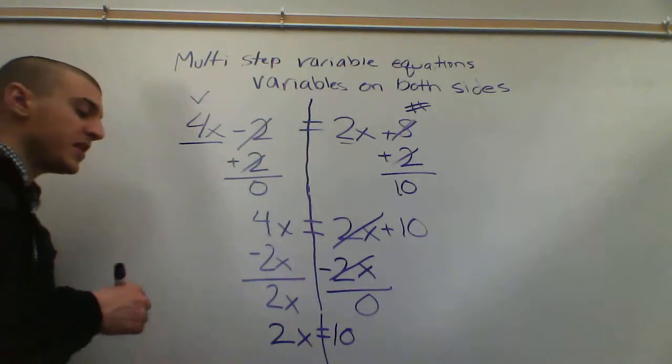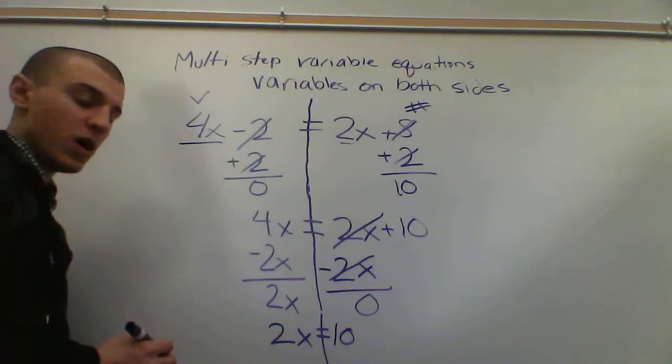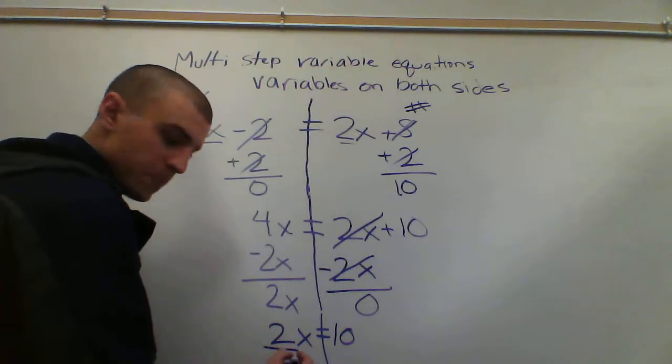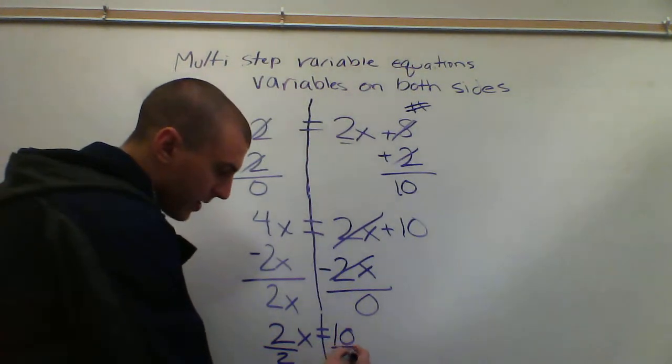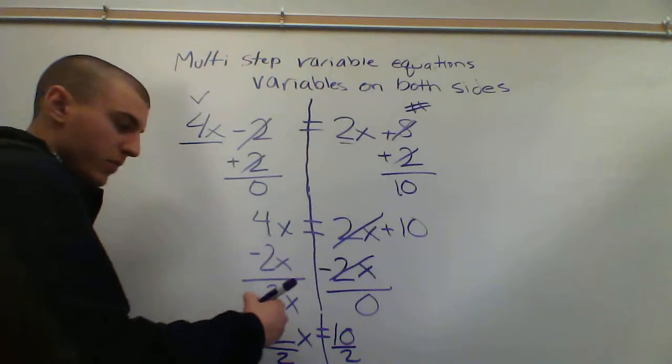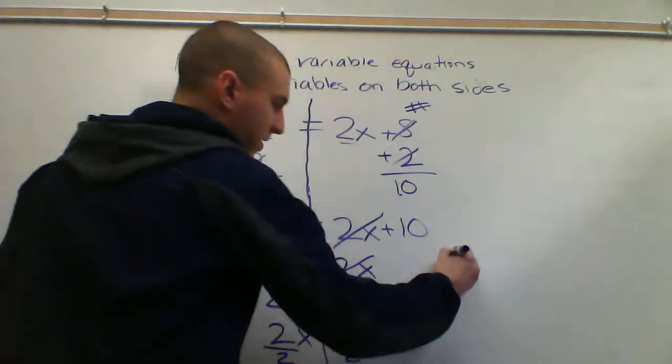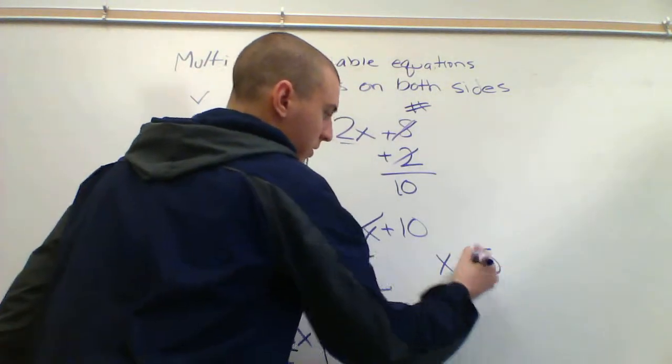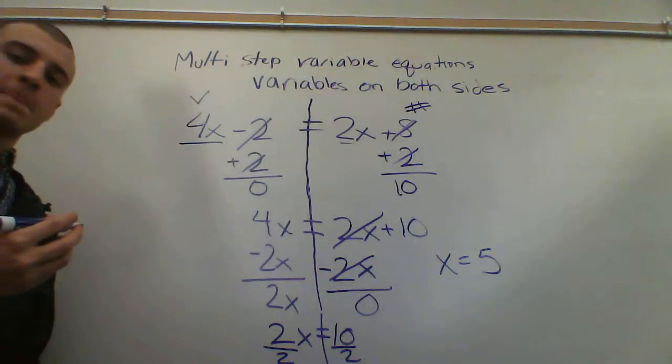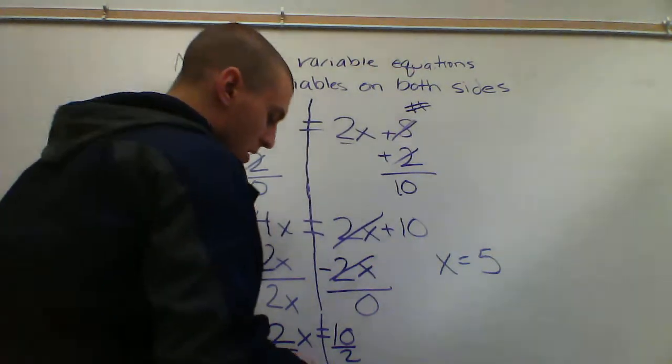Now let's finish this problem. We need this coefficient to be a 1. So we're going to say 2 divided by 2, and then we're going to say 10 divided by 2, because whatever we do on one side, we also do on the other. And we end up with x equals 5.